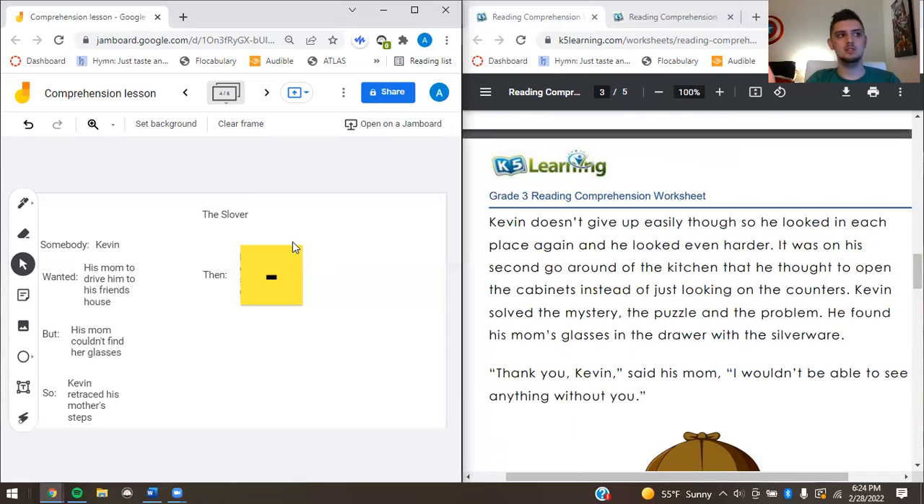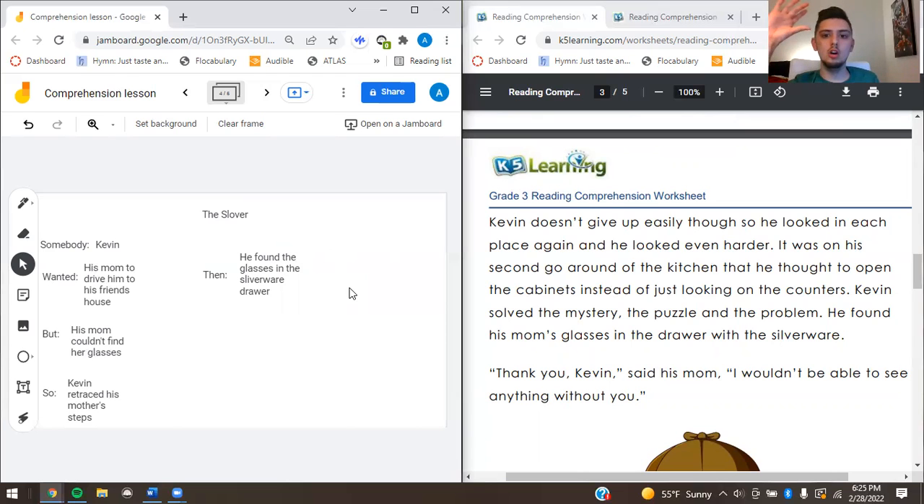So we get a conclusion to what happens in the story. So far, we know that Kevin wanted his mom to drive him to his friend's house, but his mom couldn't find her glasses. So Kevin retraced his mother's steps. So you see, I just read exactly what was on there. I already know what's going on with the story. So then what happened was Kevin was looking around and was actually able to find his mom's glasses. He found them in the silverware drawer.